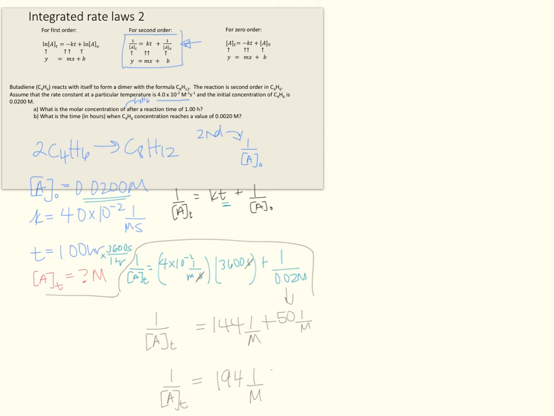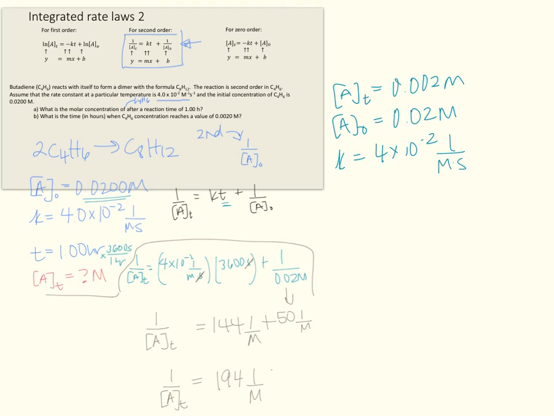So this time I have A at time t is equal to 0.002. My A naught is going to stay the same, and my k is going to be the same. It's a constant. It doesn't change. So I'm going to plug those in, and this time I'm looking for t in hours.